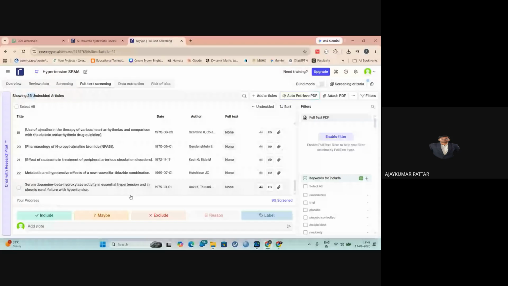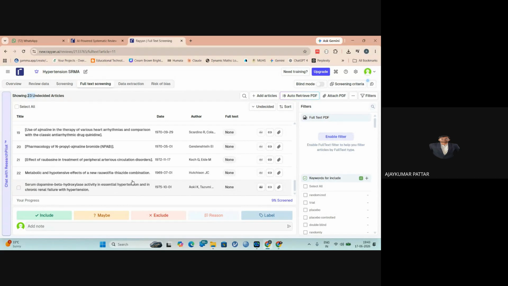So here it completes the full text screening. Here we may exclude some papers also. From 23, we may exclude some papers, for example, 3 or 4 papers, in this particular full text screening.